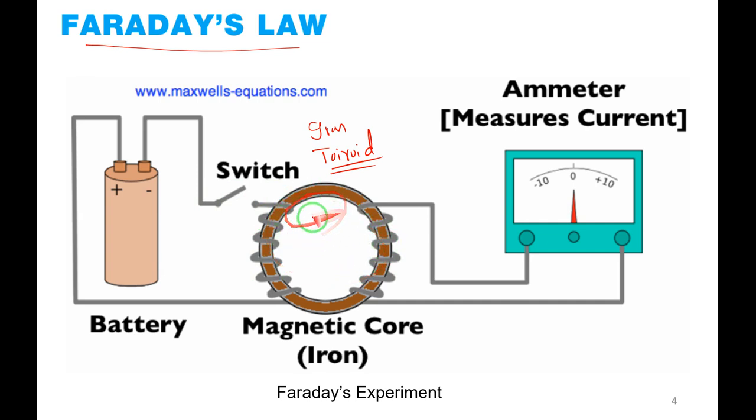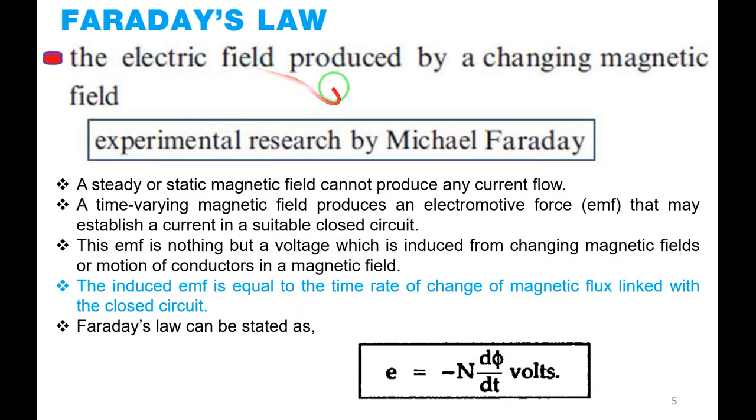We will see Faraday's law next, and the observations of Faraday's experiment we'll see in the next slide. Already we have seen this: the changing magnetic field will produce the electric field, or else we can say the time varying magnetic field will generate the electric field, right? The observations by Faraday: a steady or static magnetic field cannot produce any current flow, but a time varying magnetic field produces an EMF, electromotive force, that may establish a current in the other part of the circuit, that is a closed circuit.